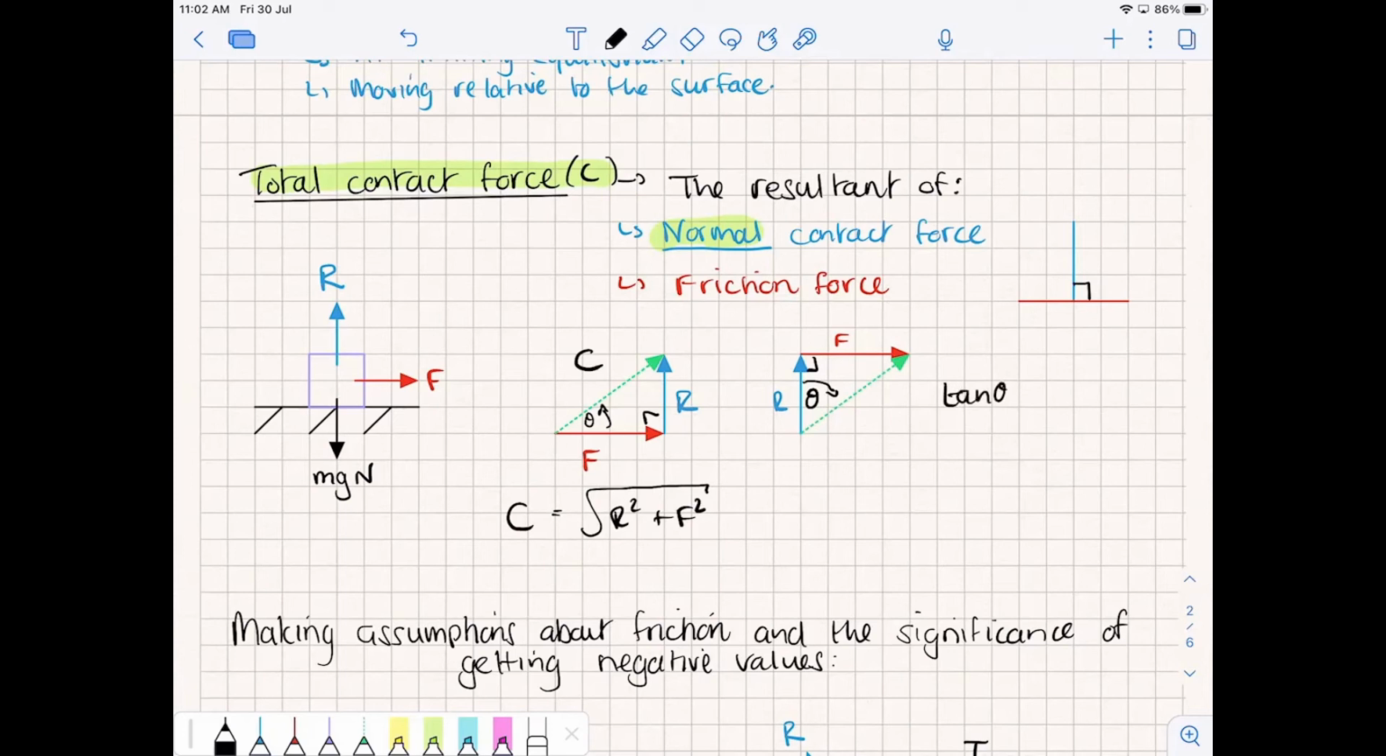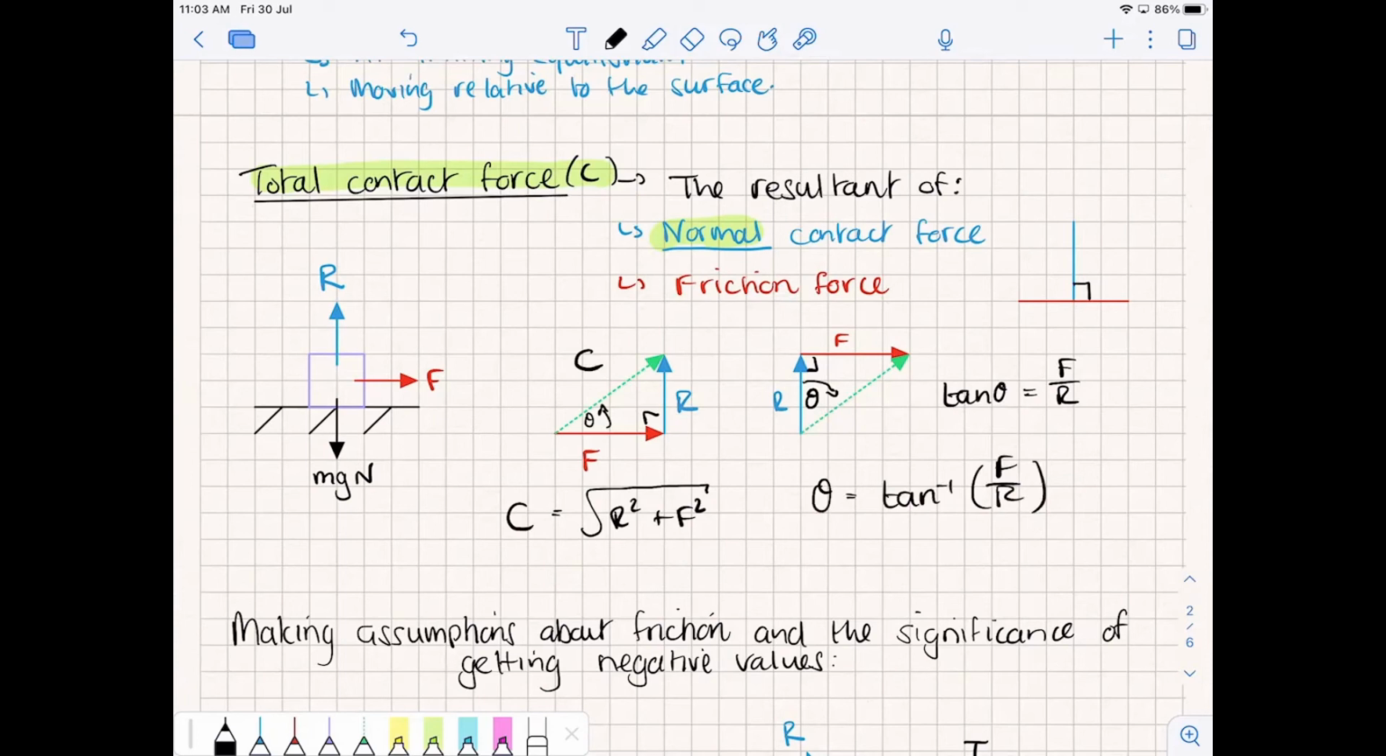So tan theta would be equal to F over R. And if I want to find the size of the angle, if we call the angle theta, you can call it whatever you want, that would be tan inverse of F over R. So if they ask you to give the angle of the total contact force from the resultant force, then that's how you would calculate it.